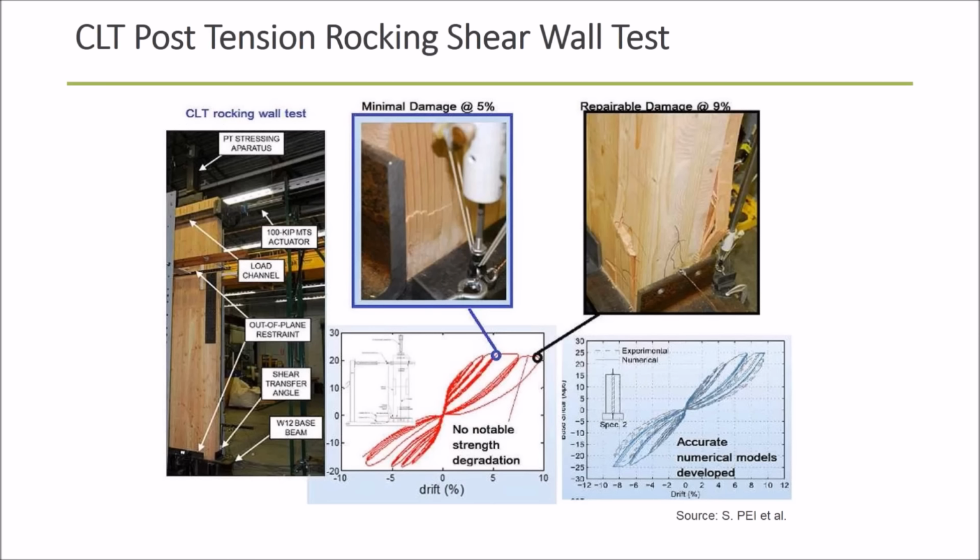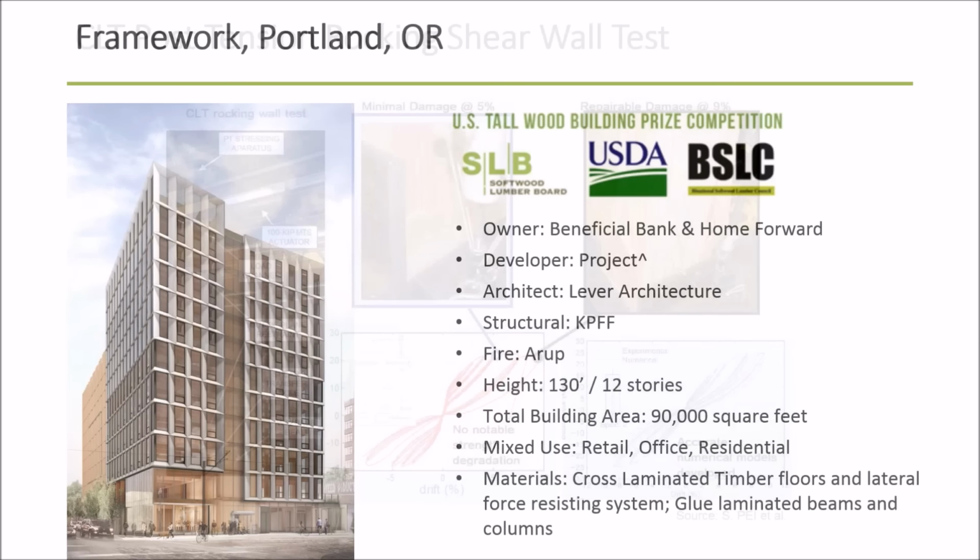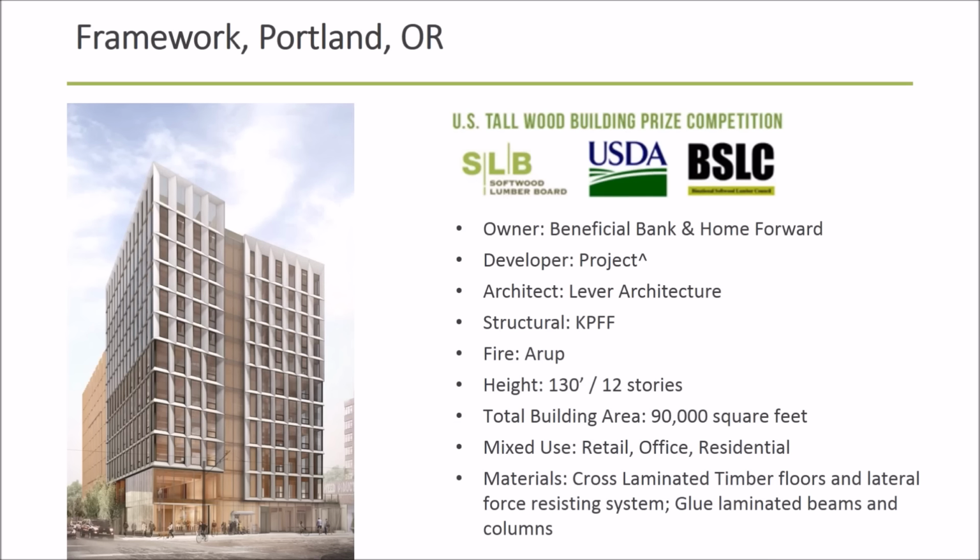This particular system, the rocking wall system, is the one that's being used on the FRAMEWORK project that is under design in Portland, Oregon. So this is one of the winners of the U.S. Tall Wood Building Prize competition. It's a 12-story tall project, residential occupancy on the top 5 stories, offices on 4, and retail and open, mixed office on the bottom levels. So 12 stories tall, about 130 feet tall, under design in Portland right now, and nearly getting their permit. I think they're planning to start construction later this year, but getting close to their permit.